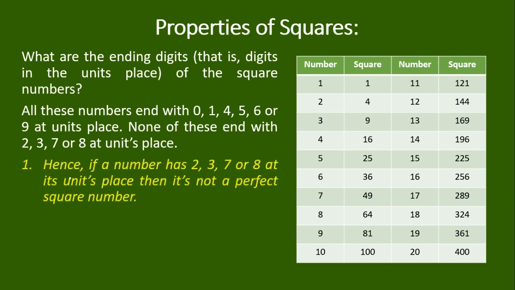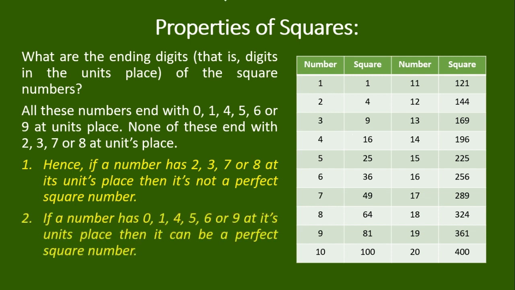The first thing is that if a number has 2, 3, 7, or 8 at its units place, then it's not a perfect square number, because you can see that any square number which is given to you does not have 2, 3, 7, or 8 in its units place. That is why we can say that if a number has 2, 3, 7, or 8 at its units place, then it's not a perfect square number.